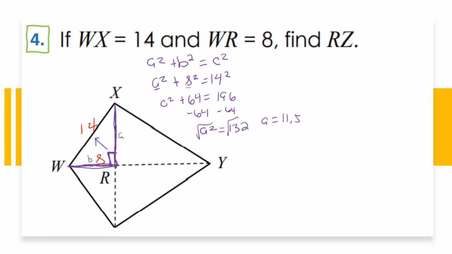So XR, which is a in this case, would be 11.5. And so I have found, well, no, we're asked to find RZ. So XR is 11.5. And so that would make RZ also 11.5. And there should have been a Z here. I don't know what happened to it. But RZ would also be 11.5 as well, because they are congruent.